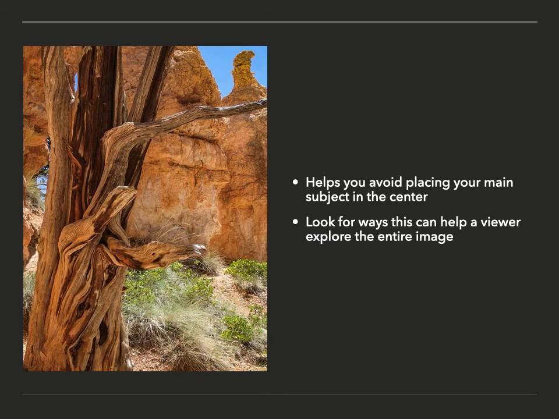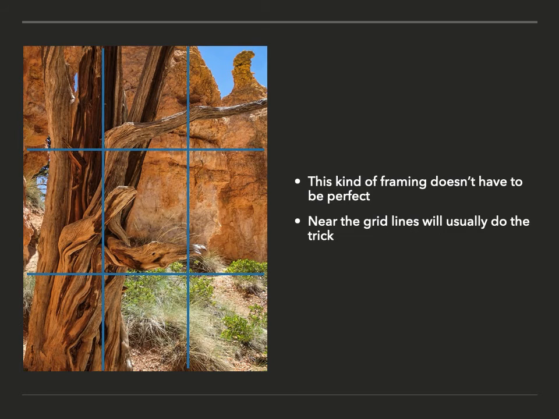The tree, its branches, the rocks in the background, and where the rocks meet the ground all work together to help move the viewer around the image and create a relationship between these elements. Here's an approximate overlay of the grid, and as you can see, things don't perfectly line up, and that's okay. Again, think of this as a guideline, not a rule. Aligning your subject matter near the grid lines but not perfectly matching them will usually be just fine.